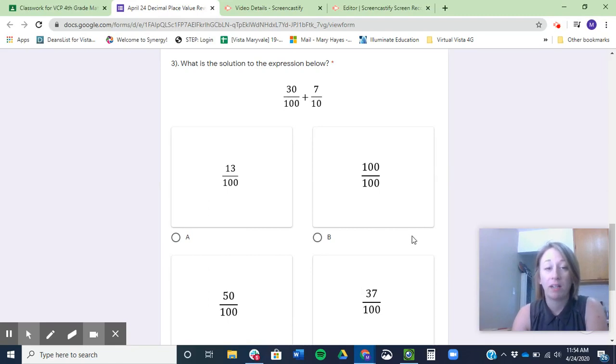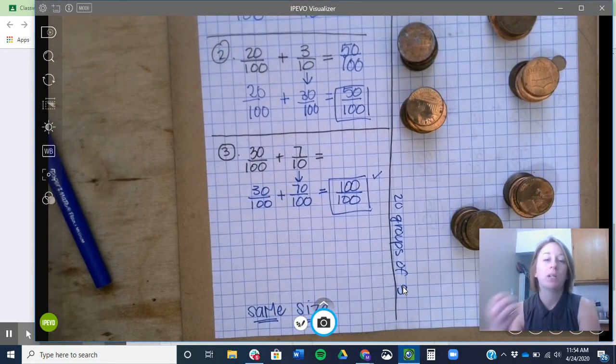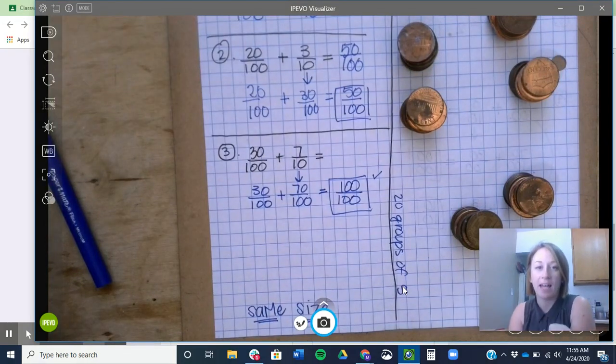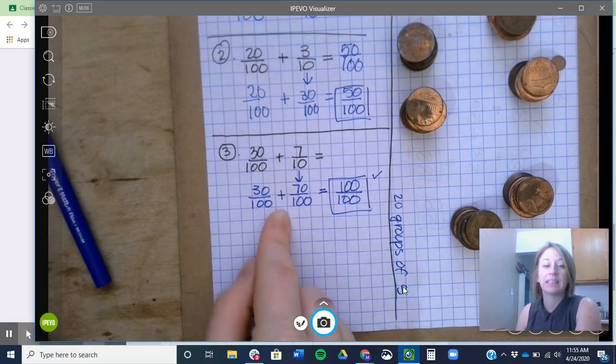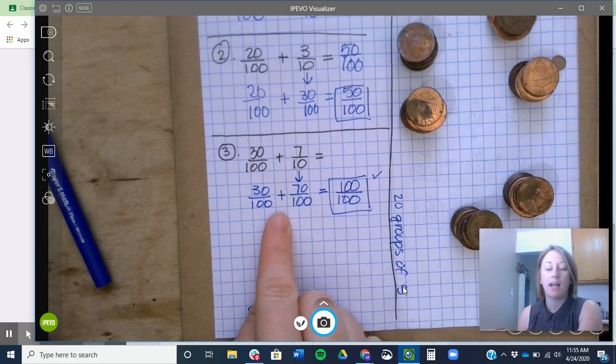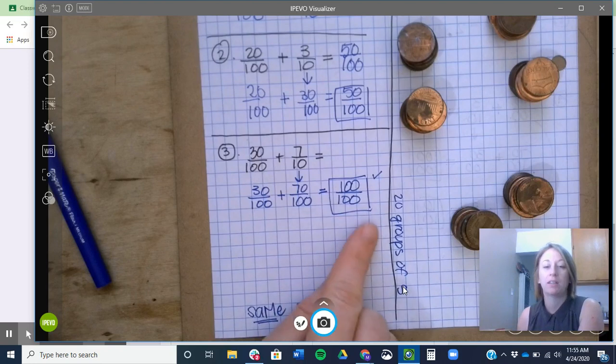Okay, guys, let's go ahead and review that last question together. Hopefully you were able to get most of the work done. If we continue to review what it is that we're talking about, which is that we cannot add fractions unless they have the same denominator, that's right, same denominator, we need to make an equivalent fraction. 7/10 is equivalent to 70/100, so we can now add 30/100 with 70/100. All together, that equals 100/100. Let's go ahead and find 100/100 as our answer.